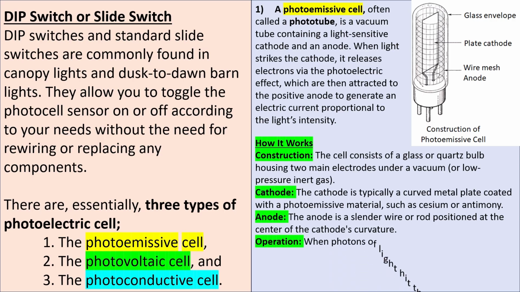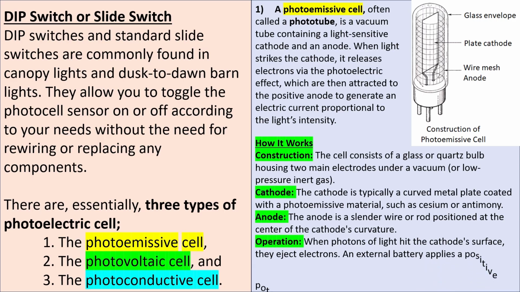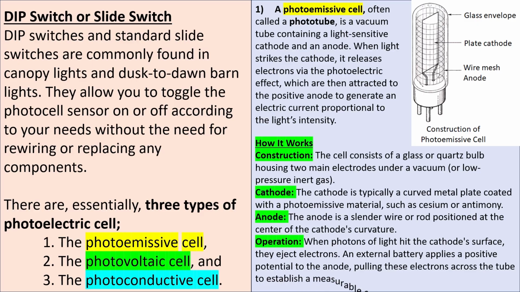Operation. When photons of light hit the cathode's surface, they eject electrons. An external battery applies a positive potential to the anode, pulling these electrons across the tube to establish a measurable current.